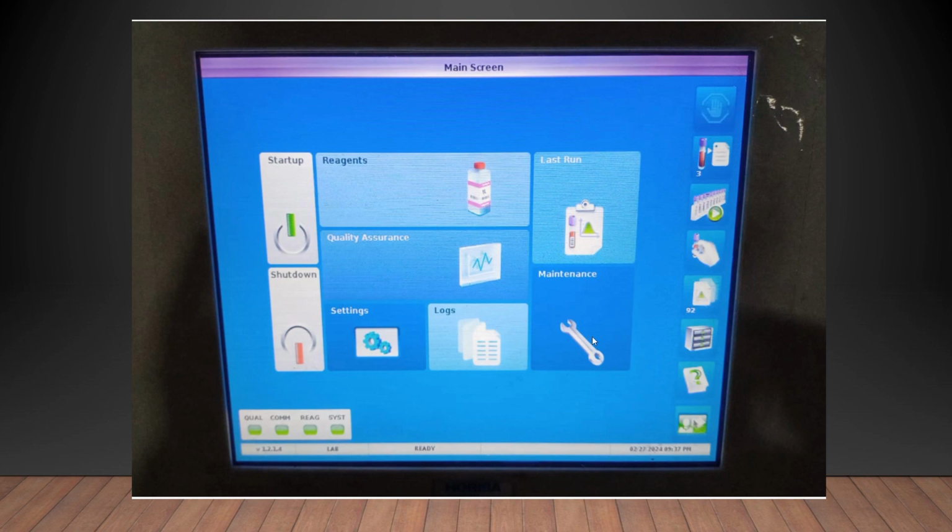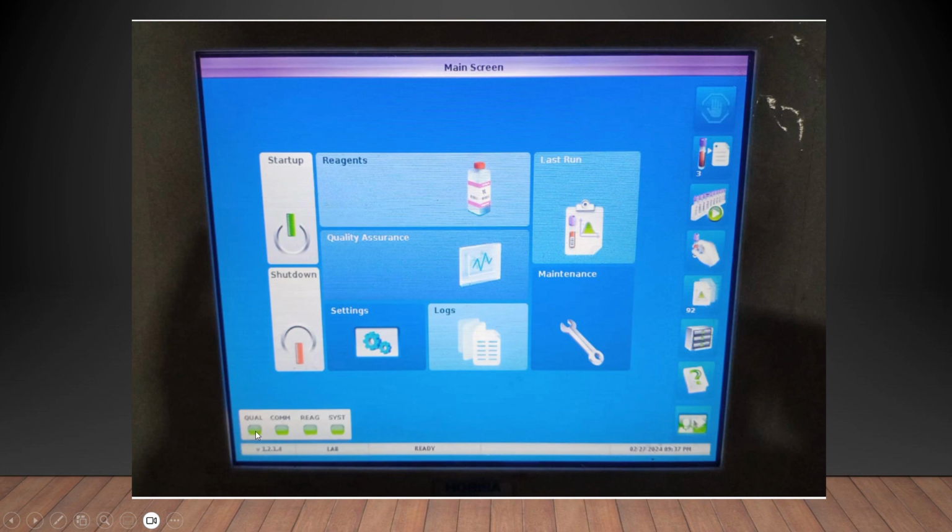So first and foremost, we have to ensure that the instrument is in ready status. By looking at this caption here, we will know that the instrument is ready. Also we have to look at whether anything here has become red. The important thing is the system should not be red.